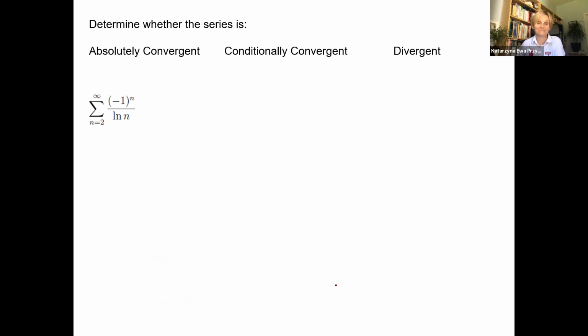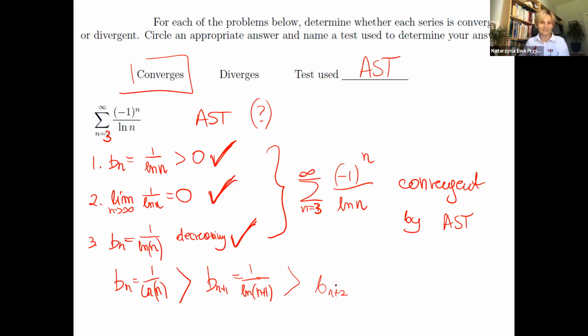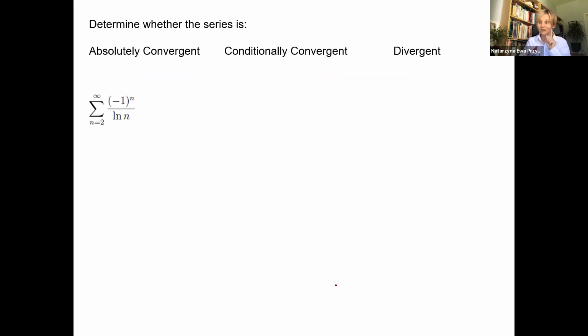Okay, now let's answer this question. The same formula, however, absolute convergence. Do you think this series is absolutely convergent or conditionally convergent? It's definitely not divergent, because we just proved it. I can switch the slide for a second. We just proved that this original formula is convergent. That means definitely not, that's not a case. But what do you think? If we take absolute value, are we getting convergence?